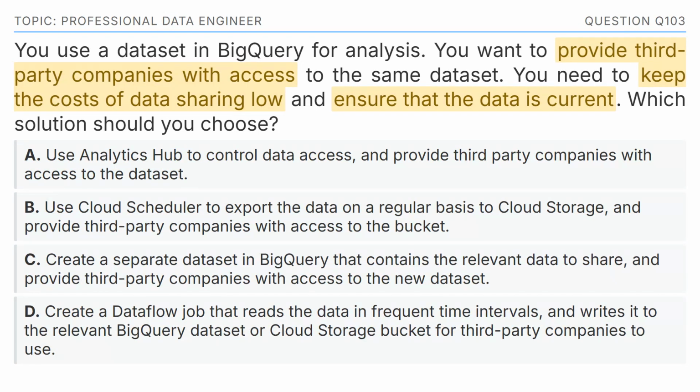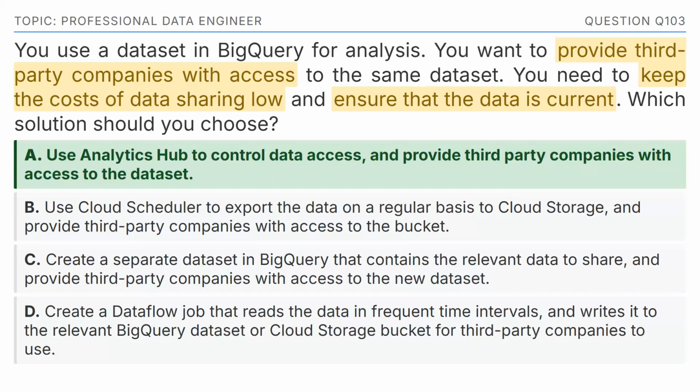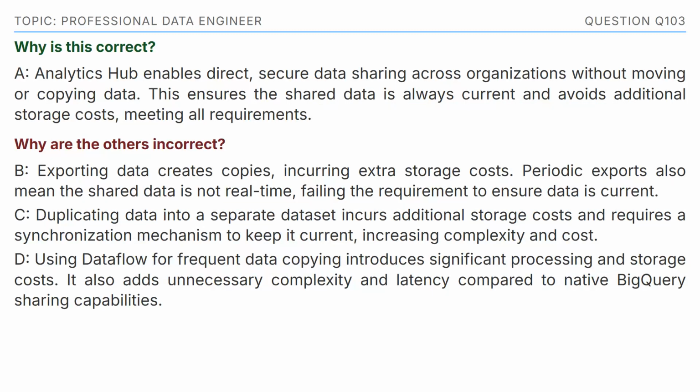To arrive at the correct answer, we focus on the keywords: provide third-party companies with access, keep the costs of data sharing low, ensure that the data is current. The correct answer is option A, use Analytics Hub to control data access and provide third-party companies with access to the dataset. Why is this correct? A. Analytics Hub enables direct, secure data sharing across organizations without moving or copying data. This ensures the shared data is always current and avoids additional storage costs, meeting all requirements.